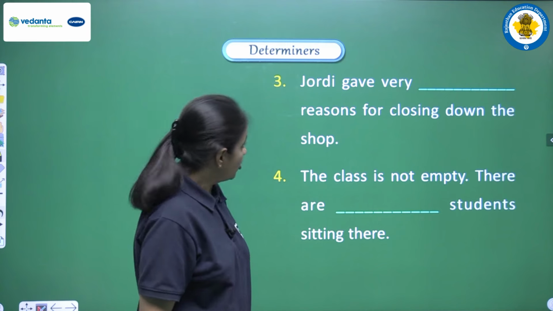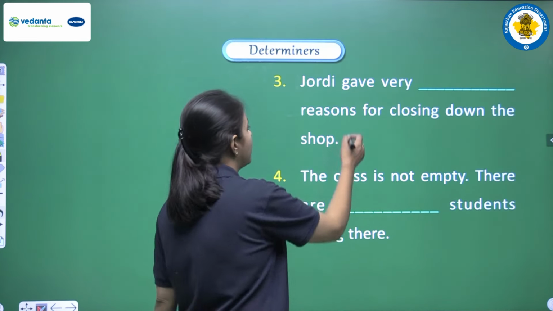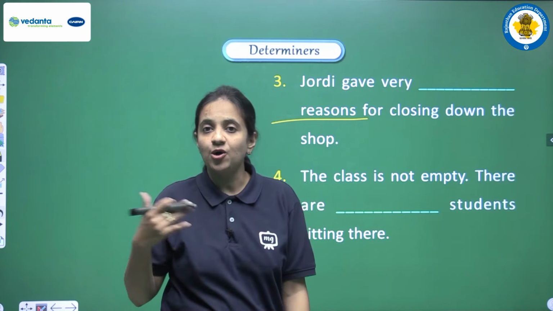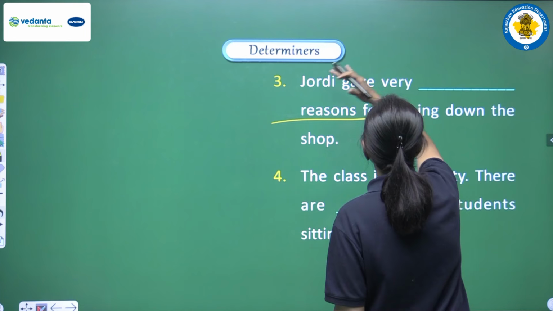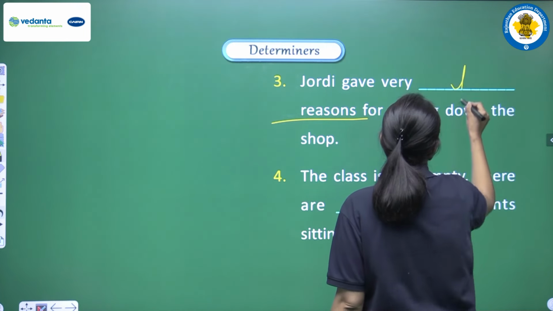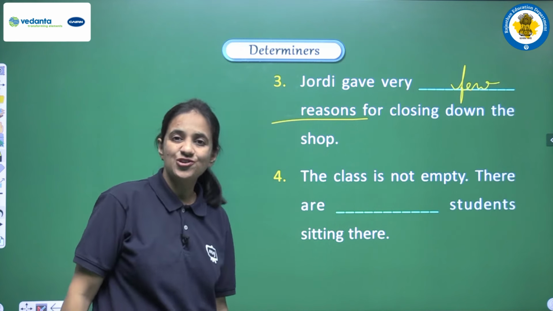Next is: Jody gave very reasons for closing down the shop. We are having reasons. Reasons is a countable noun, and in this blank after very we will write: Jody gave very few reasons for closing down the shop.